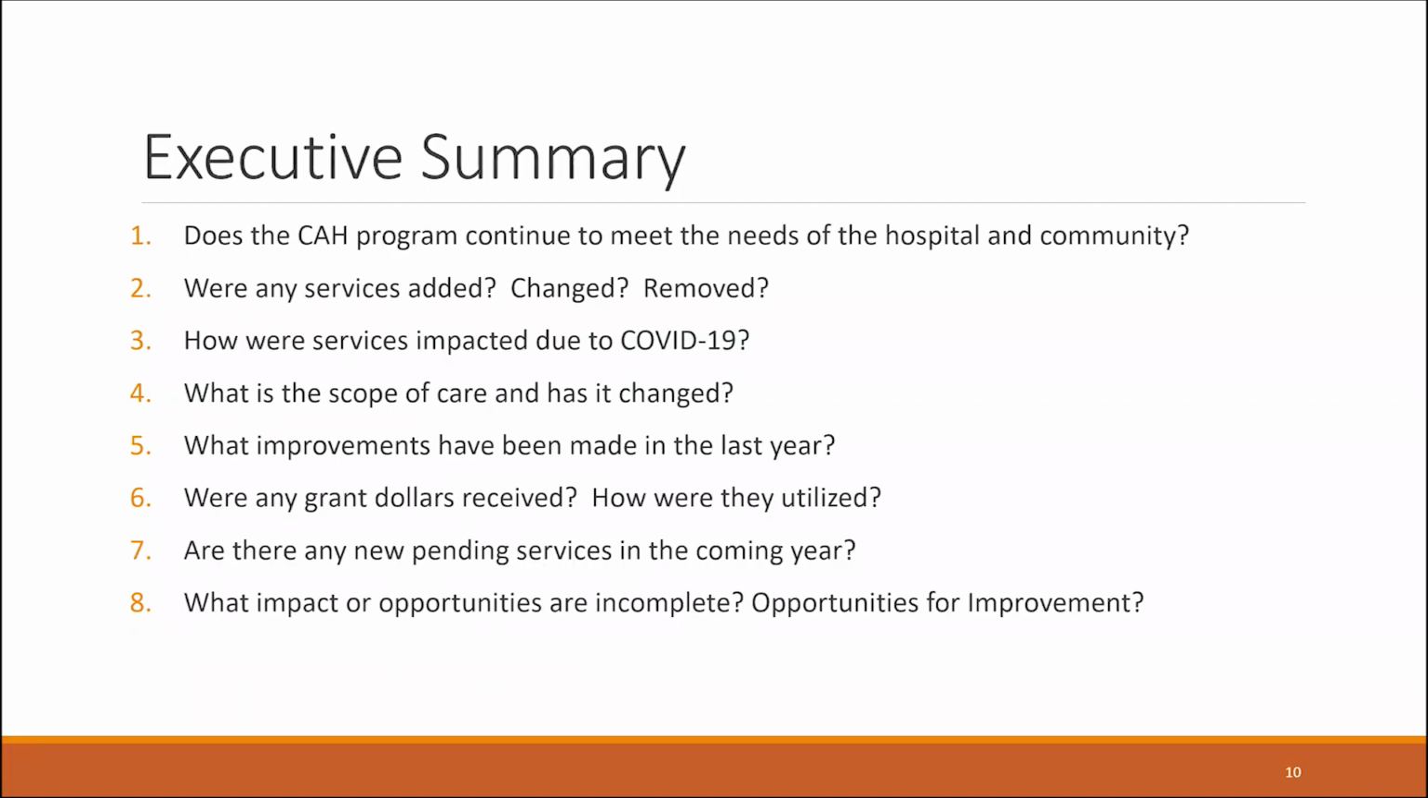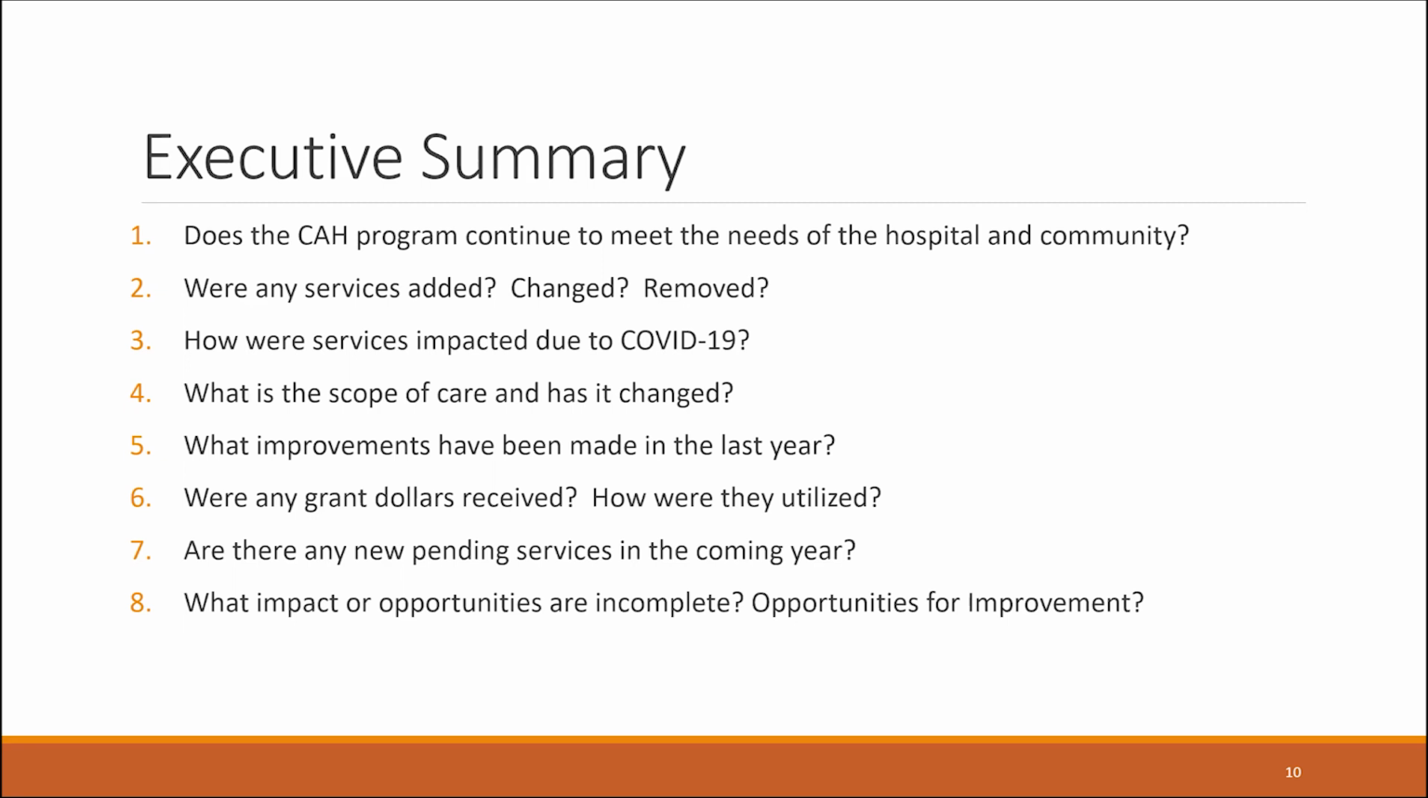So in our executive summary, what should be included in that? Does the CAH program continue to meet the needs of the hospital and the community? Now, this isn't your community health needs assessment. This is just looking at, okay, are we meeting the needs? Where were services added, changed, or removed? And we definitely know that this is being changed because we were all impacted by COVID. And what happened last year? Can we show that fluctuation? And when we go into further data, I'll talk a little bit more about this and showing all the trends and the challenges we had to overcome.